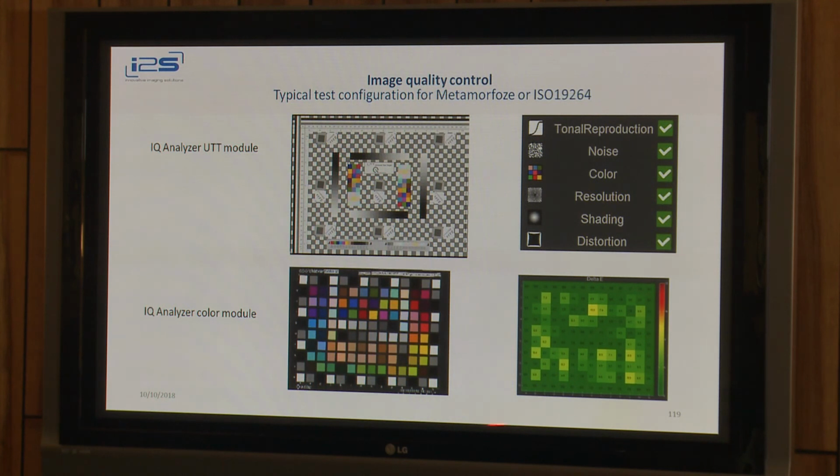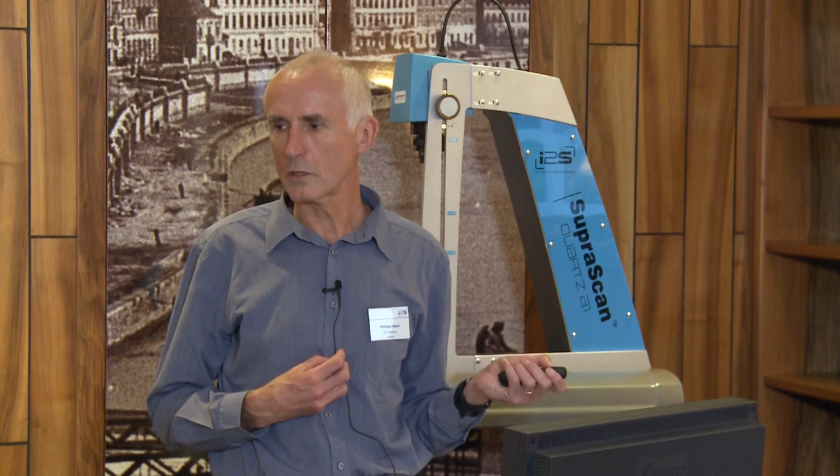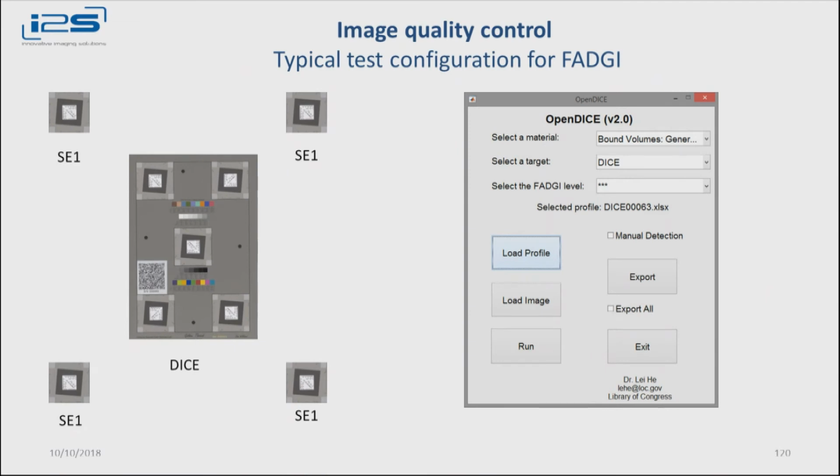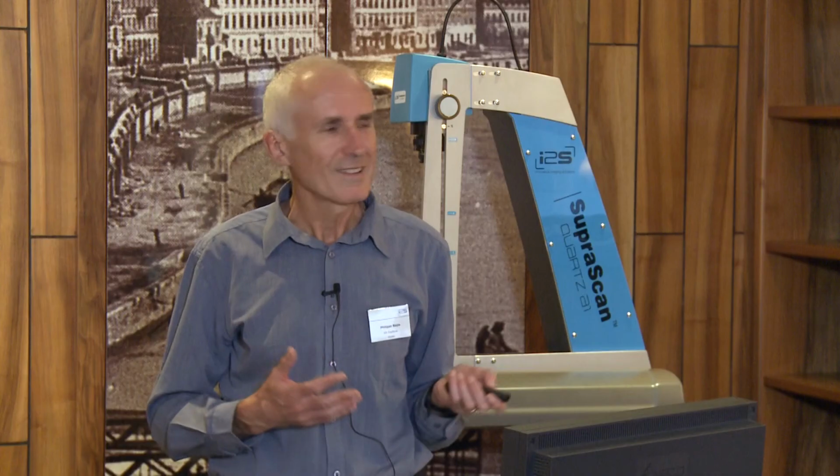So this is a standard setup, I would say, to check ISO or Metamorfoze: UTT, Color Checker SG, IQ Analyzer with the UTT module, and IQ Analyzer with the color module. So 300 euros, 1,700 something, and about the same here. So the total is about 4,000 euros, I think. And for Fadji, today this is $1,000, and this is free. And in the future, we hope to have something at about $200 and still free. So it will be cheaper to check Fadji in the near future.